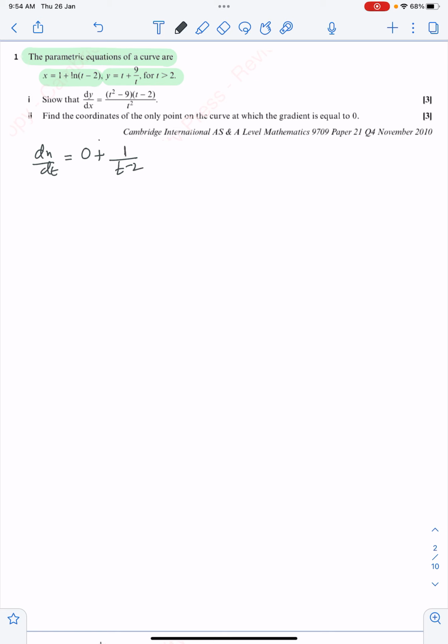Okay, so now I'm finding dy by dt. We know y equals t plus 9t to the power minus 1. dy by dt is going to be 1 minus 9t to the power minus 2. This can be written as 1 minus 9 upon t squared.